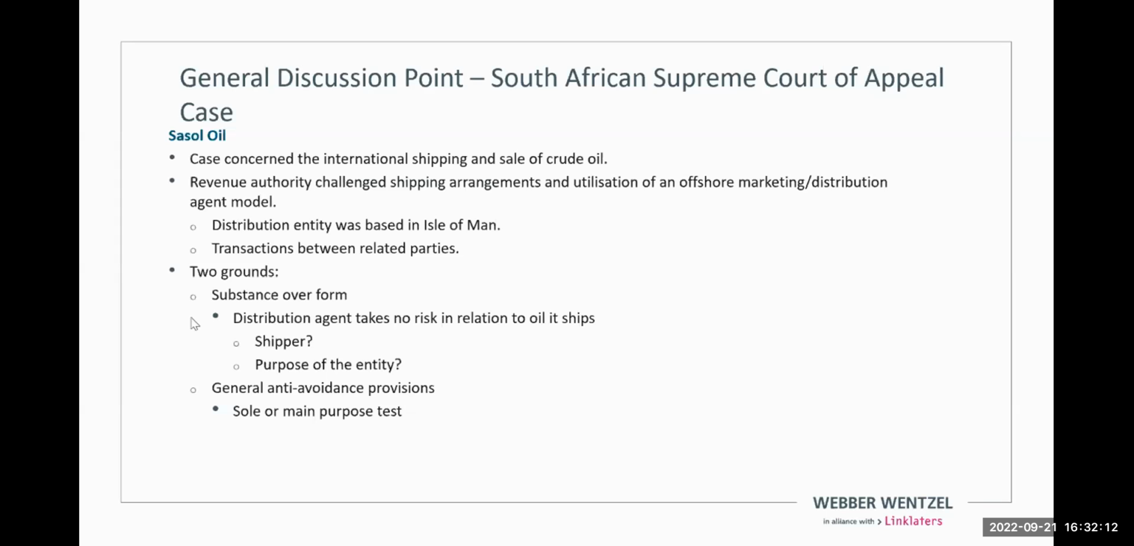So, was it a shipper? Did it actually just arrange shipping? And what was the overall purpose of the entity? Did it actually take legal risk? Why should it trap all the profits when really it's just making sure that the ship arrives at port on both ends? And the other test was a general anti-avoidance test around the sole or main purpose of the transactions. Was the sole or main purpose of the overall regime to obfuscate any tax that might otherwise have been due?